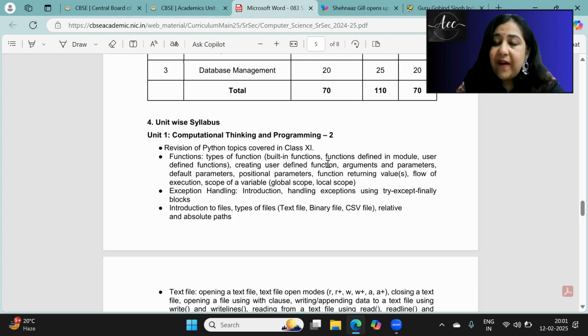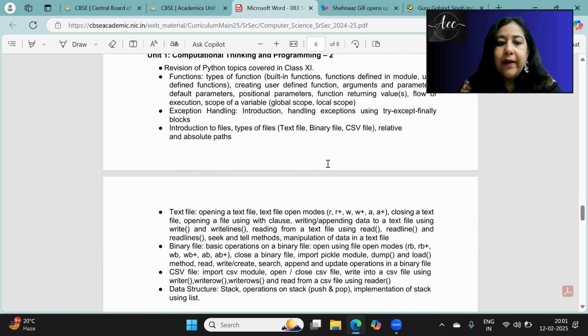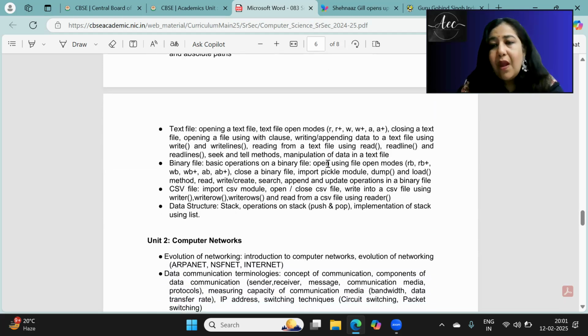Then you have introduction to files. This is the major portion of Python. And here you get three types of files on which you have to work. That's text files, binary files, and CSV files. And on these files, you get the code to write. So you will get questions where you have to write the code to work on these three types of files.